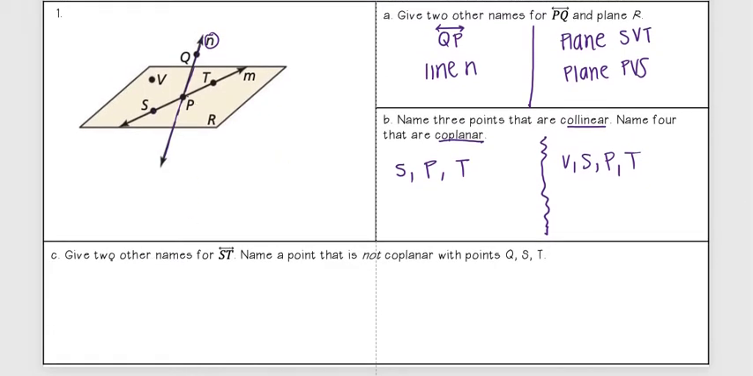Okay, go ahead and try giving 2 other names for line ST. So pause the video, give that a shot. When you think you got it, press play.